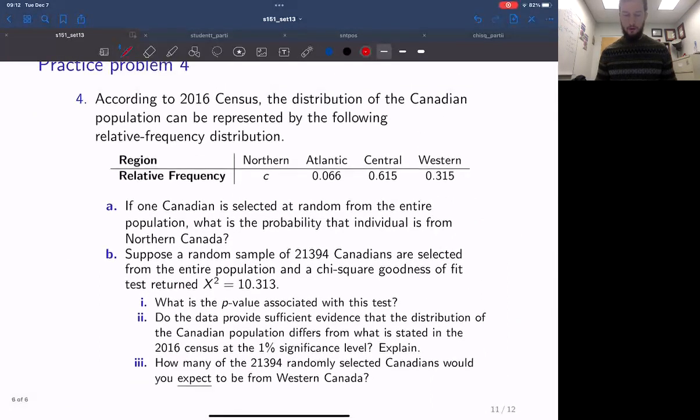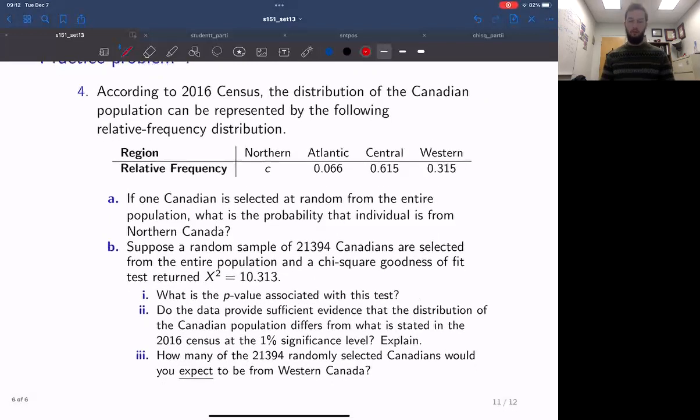So last one. According to the 2016 census, the distribution of the Canadian population can be represented by the following relative frequency distribution.